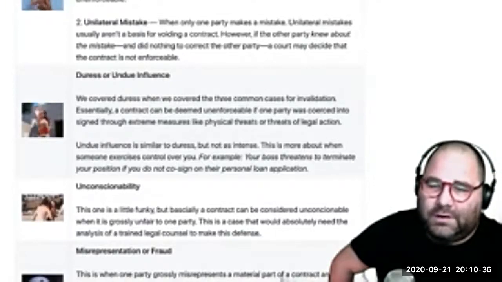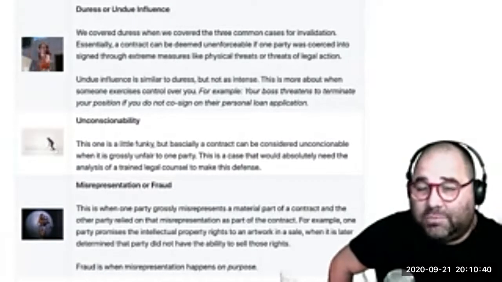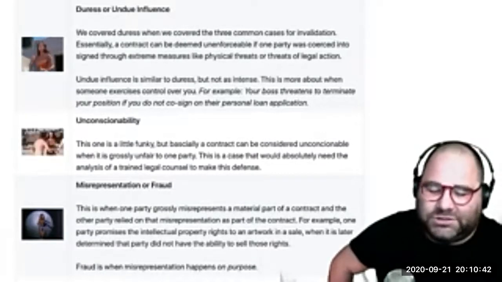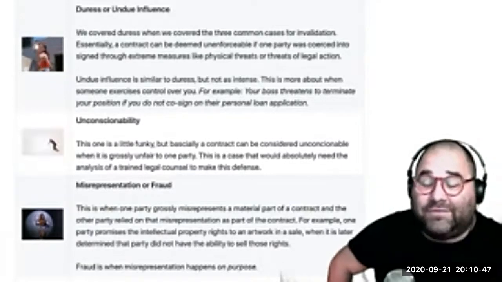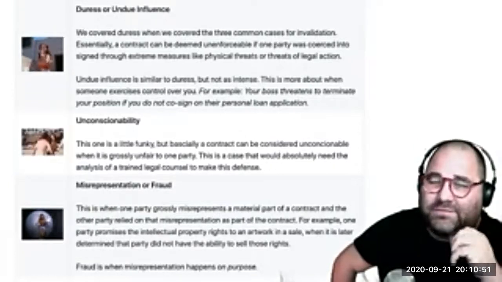Unconscionability, this is a weird one. Basically, it's when something is so grossly unfair to the other party that a court is like, the other party should never have signed this. It's just so ridiculous. I don't even have a good example of this, but it's just a weird one. It's one that a lawyer could definitely explain to you.